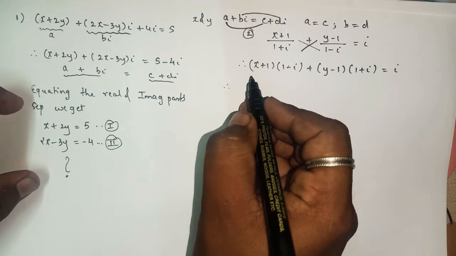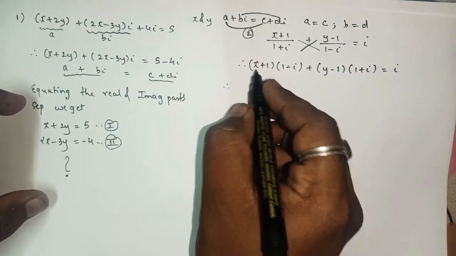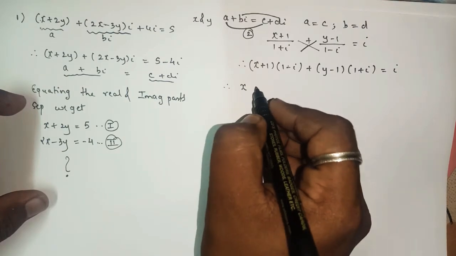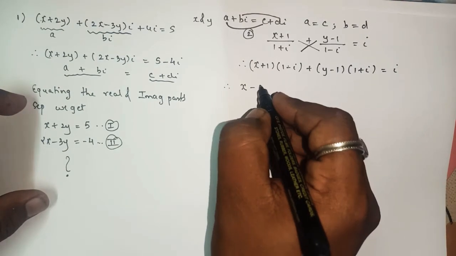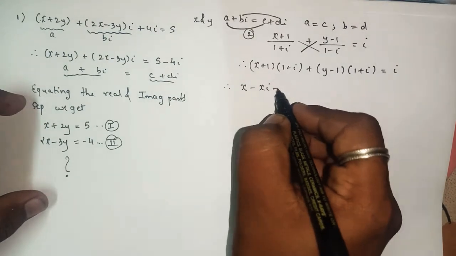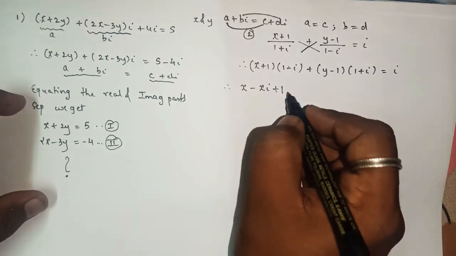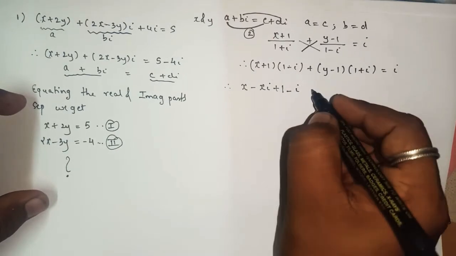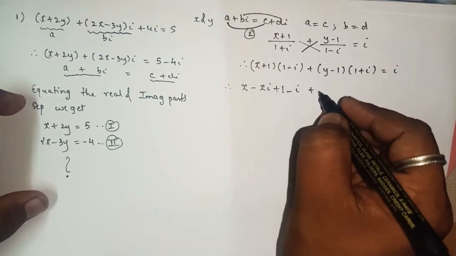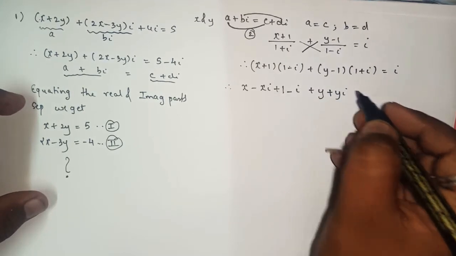In the next step, simply open the brackets. Opening the bracket with x, x ones are x, x into i is xi. Then opening the bracket with plus 1, this will be 1, plus minus minus 1 into i, it is i. Now opening the bracket with y, this will be y, plus plus plus, so yi, yes or no.